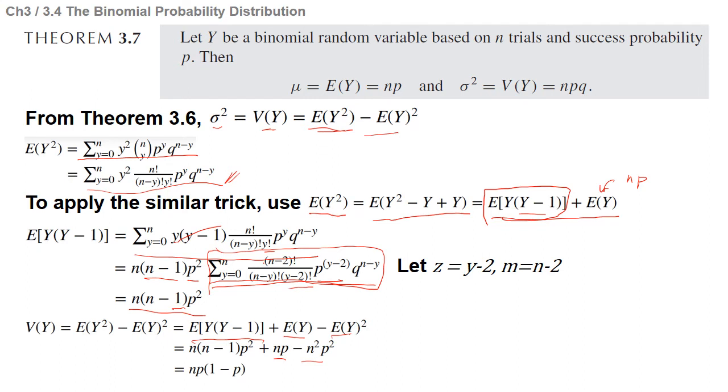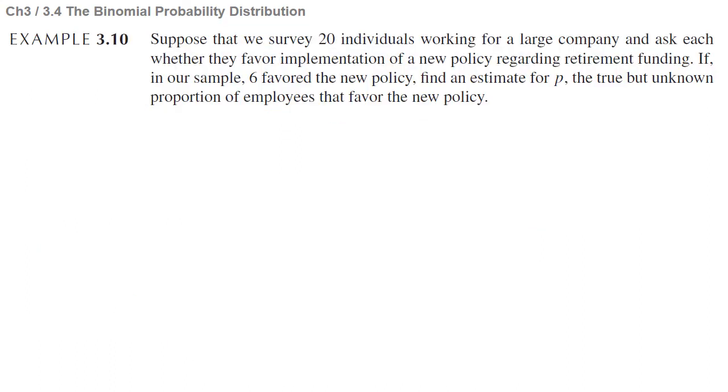Let's look at example 3.10. Suppose that we survey 20 individuals working for a large company and ask each whether they favor implementation of a new policy regarding retirement funding. If in our sample 6 favored the new policy, find an estimate for p, the true but unknown proportion of employees that favor the new policy.